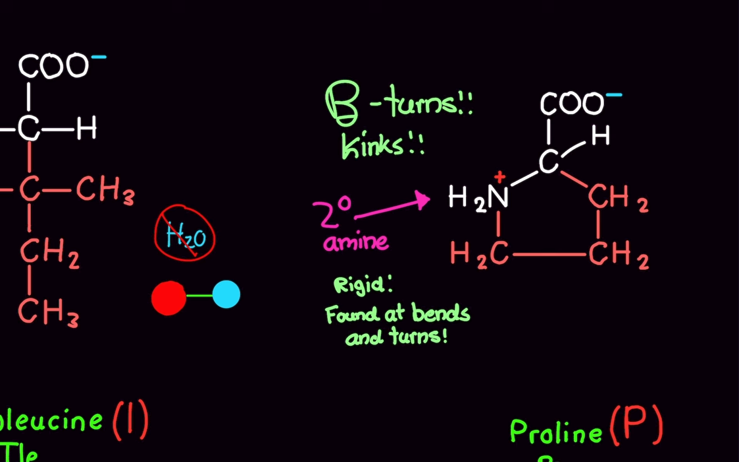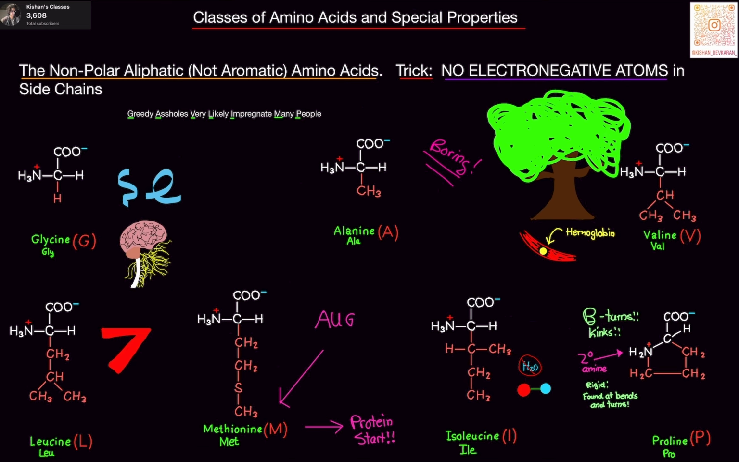What's interesting about proline is that it has a secondary amine. And due to this pentagon-looking shape it has, it's very rigid. And it's found a lot at bends and turns of amino acids, and it causes something called kinks. So it causes bumps or ridges in the protein structure due to its box-like structure.